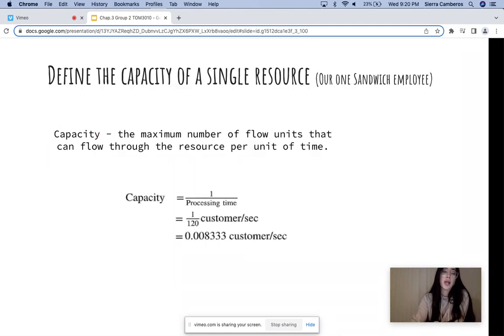So here, we want to actually define the capacity of a single resource. So again, the definition of capacity is the maximum number of flow units that can flow through the resource per unit of time. So if we wanted to calculate this and see how long it would take that sandwich artist, we would take 1 over the processing time. So you have 1 over 120 customers a second. And then once you divide that, you do get this very small number, 0.008333 customers a second.